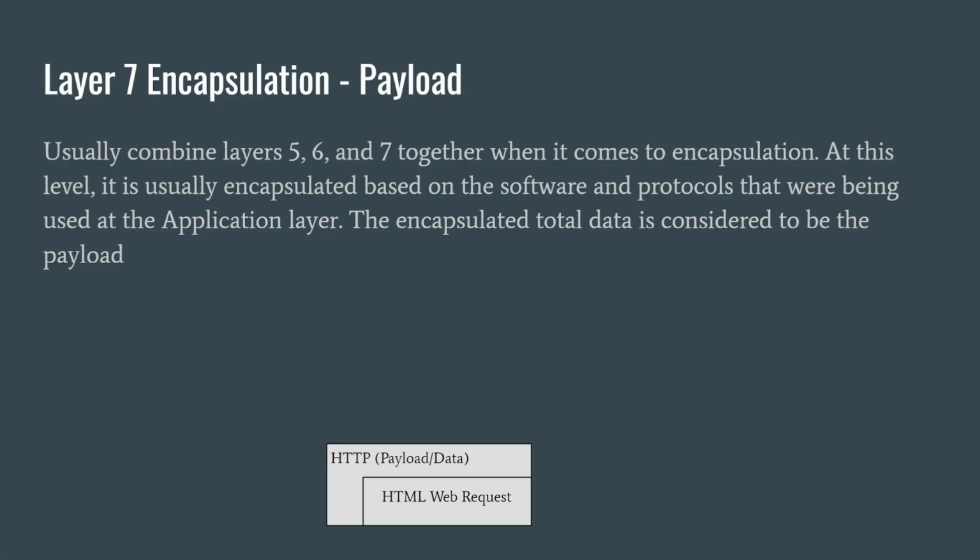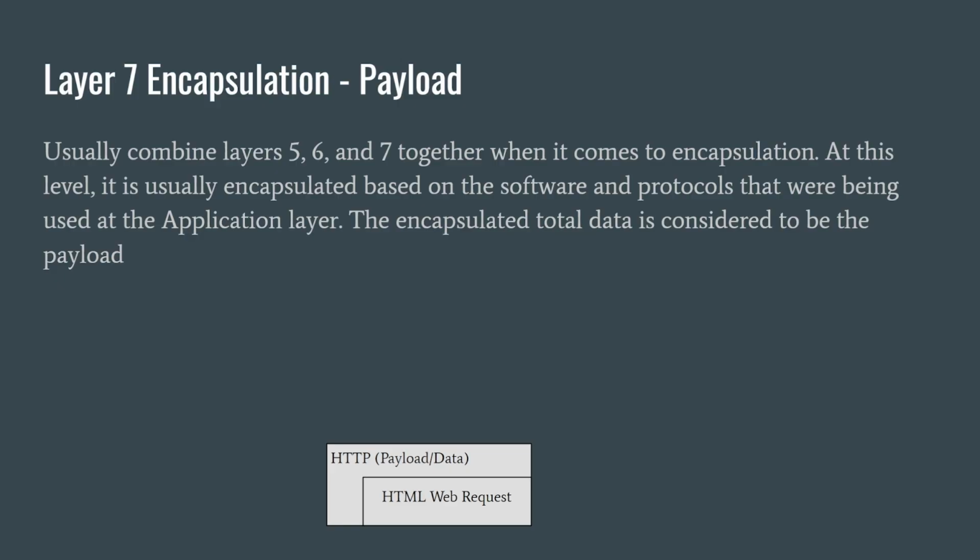Encapsulation that happens at layers 5, 6, and 7 is considered to be the payload. Usually when it comes to encapsulation, layers 5, 6, and 7 can be combined together. At this level, it is usually encapsulated based upon the software and the protocols that were being used at the time of encapsulation at the application layer. The encapsulated total data is considered to be the payload. However, payload and data can be used interchangeably as you move further in the encapsulation process.